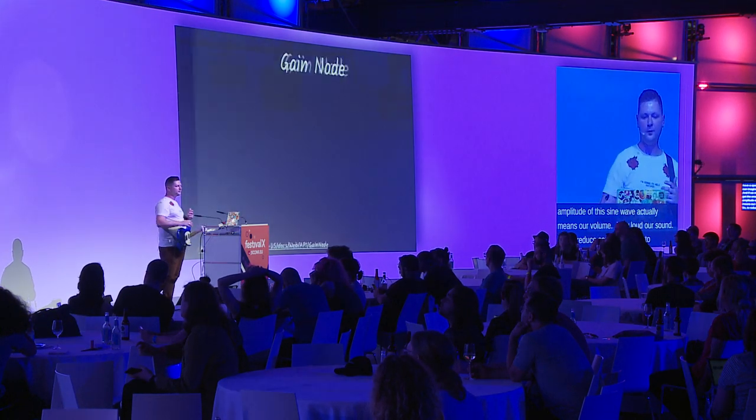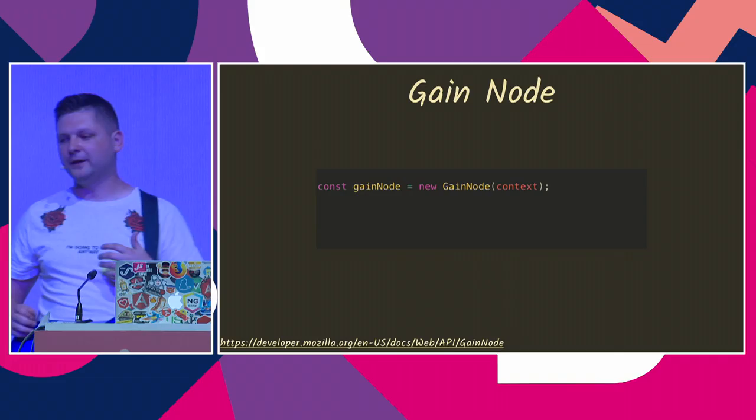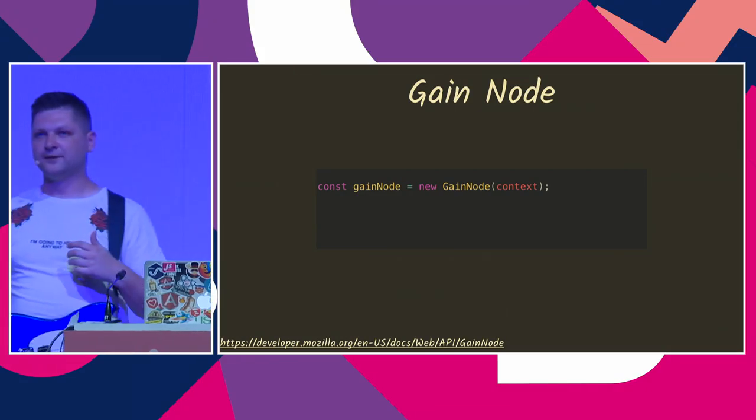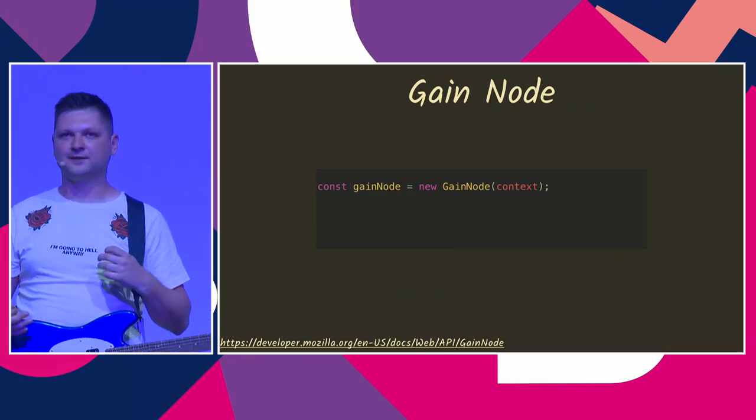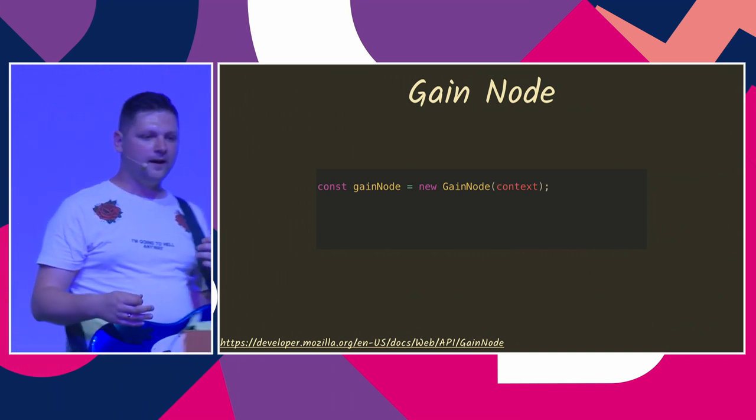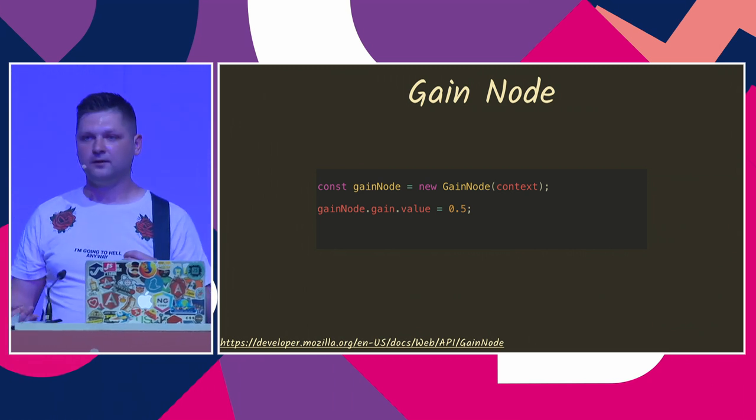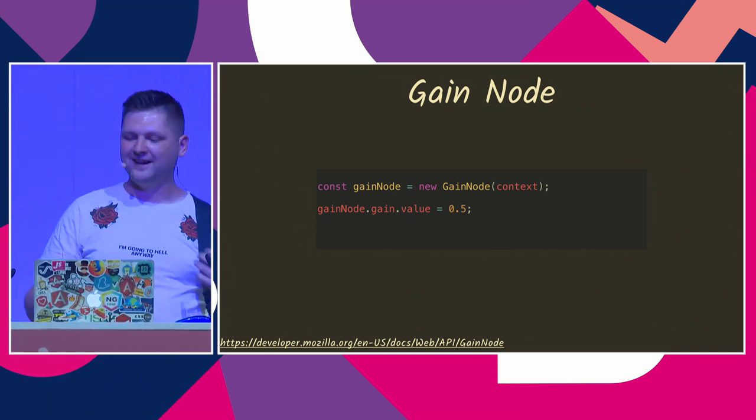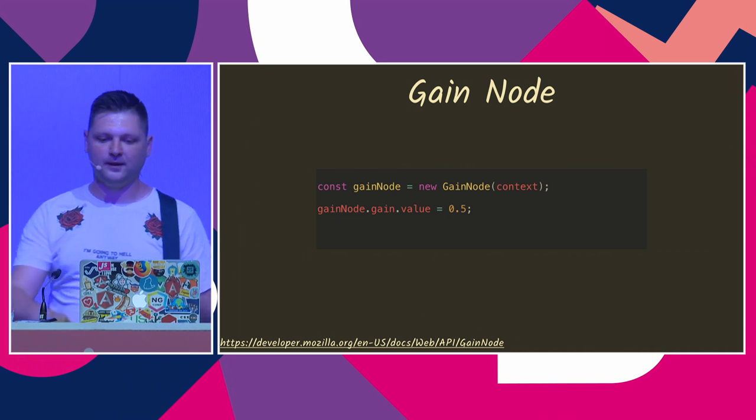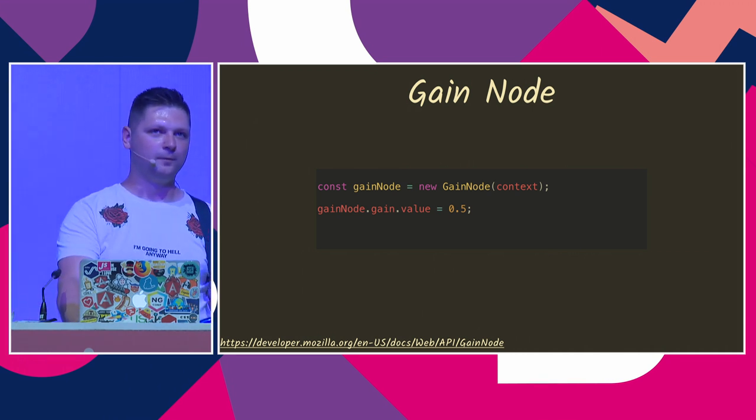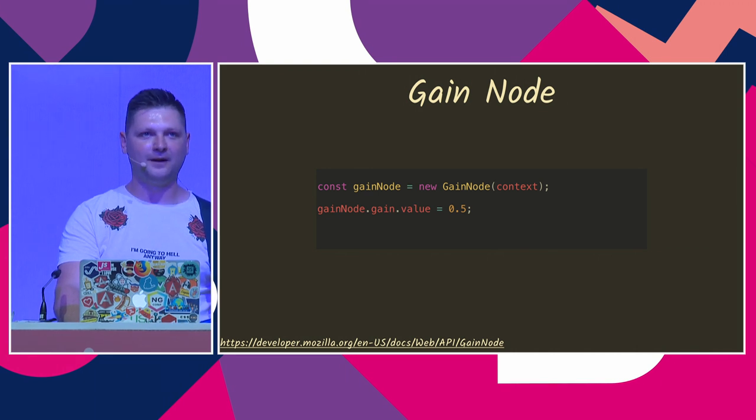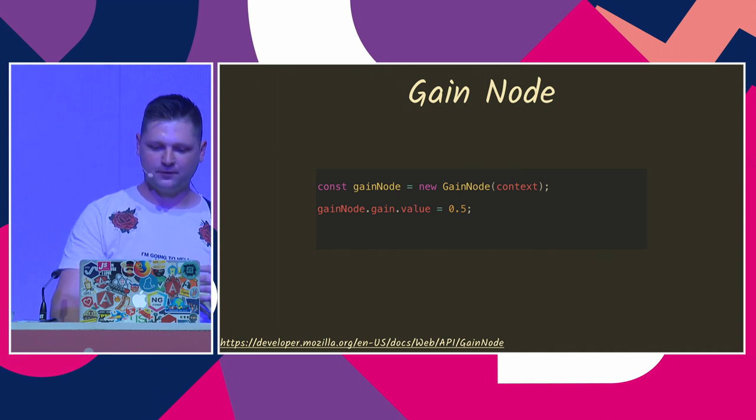So how does it look in code? We create our gain node using a constructor or factory method on the context. After that, we can apply a value using gain node, gain, value. Zero means our sound will be muted. One is normal. And if it's higher than one, it will be louder than the original input.